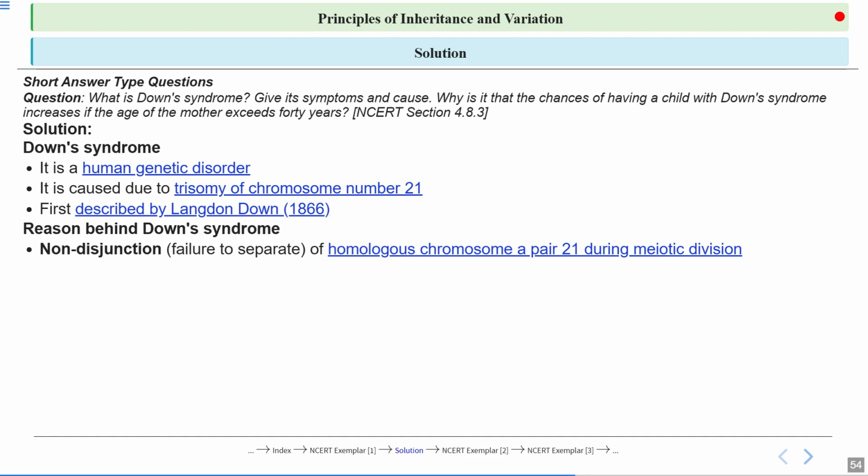Sometimes during gamete formation, the chromosomes do not separate, and one gamete can carry three copies of a single chromosome. So here there are three copies of chromosome 21 in one gamete. Such individuals are aneuploid, meaning they have one extra chromosome. So they will have 47 chromosomes, which means 2n plus 1.